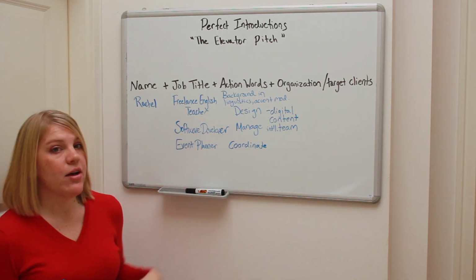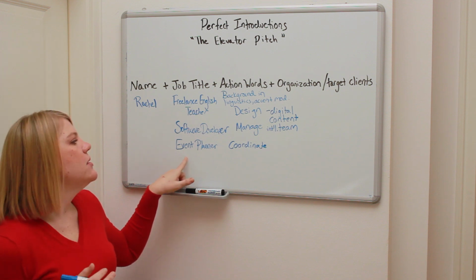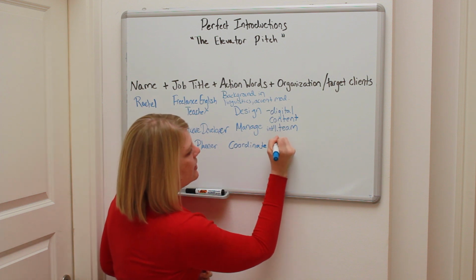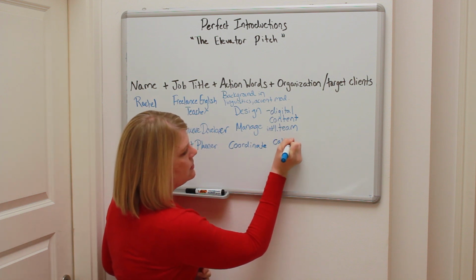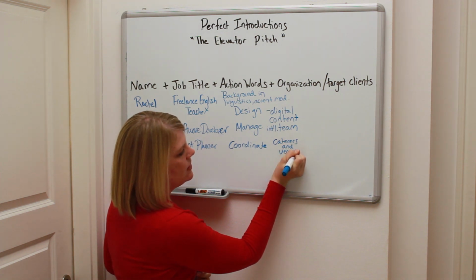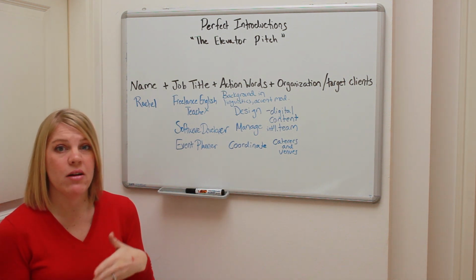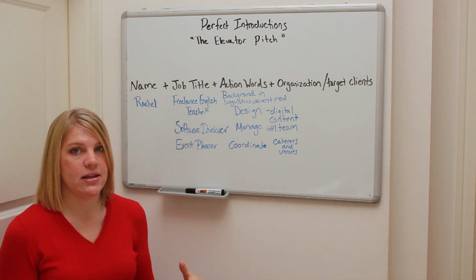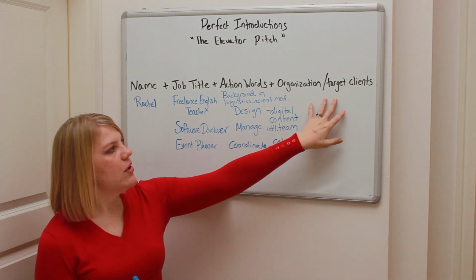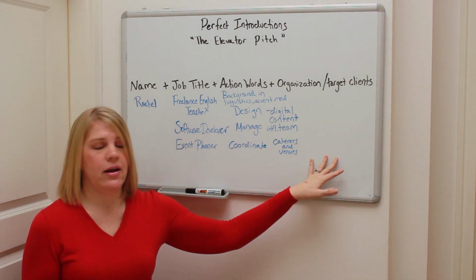So maybe I coordinate events. Well, I've already said event planner. So maybe I coordinate caterers and venues. Here the vocabulary is what matters. You want to make sure you have a spot-on description of who your audience is and what people need to know about you. Finally, we're going to talk about the organization we're currently with or our target clients.